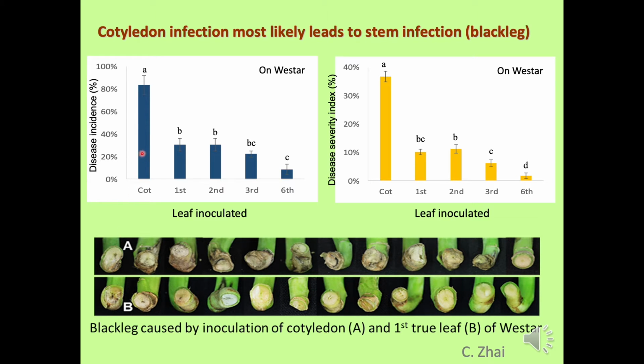At the same time, even with the cotyledon inoculation on a susceptible cultivar Westar, there was never 100% disease incidence. So there seems to be a barrier that reduced the infection development from infected cotyledon into the stem. So that's something we wanted to keep in mind when we develop the protocol.